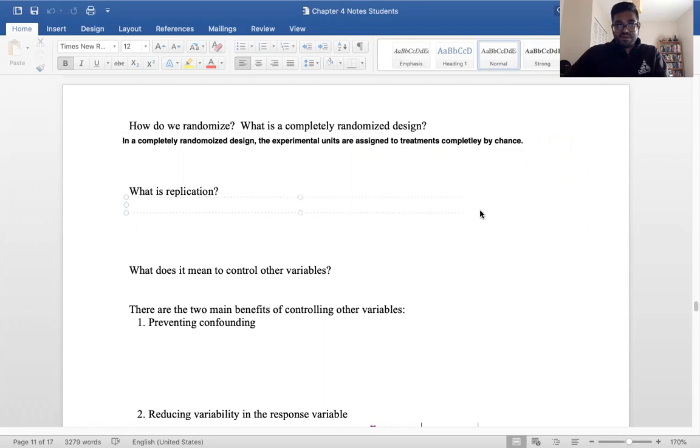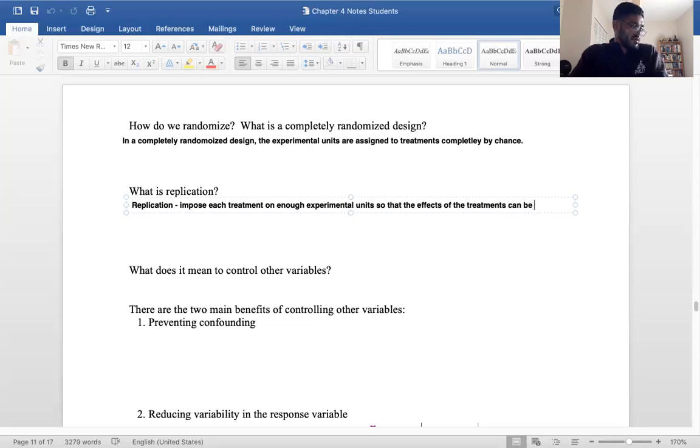What is replication? We talked about this last week as well. This is one of the big things. Replication is when you impose each treatment on enough experimental units so that the effects of the treatments can be distinguished from chance differences between the groups. Okay, so that's kind of the point of experiments.